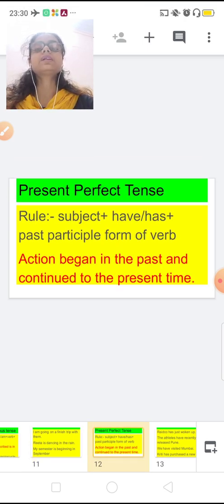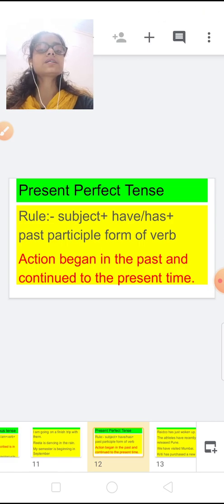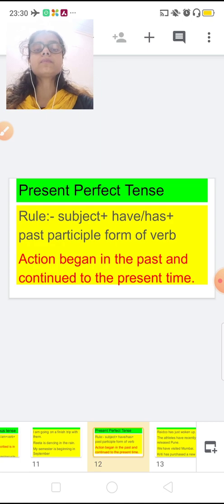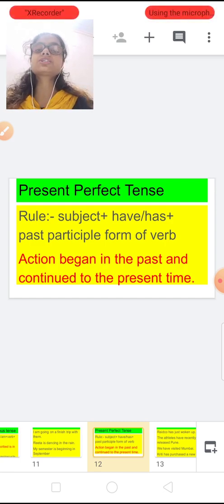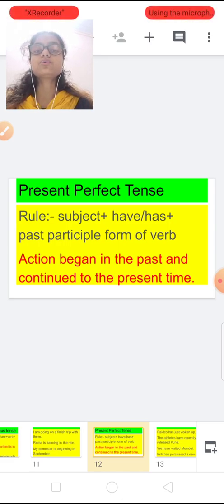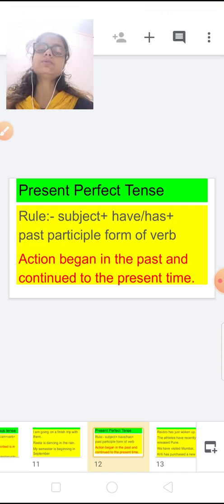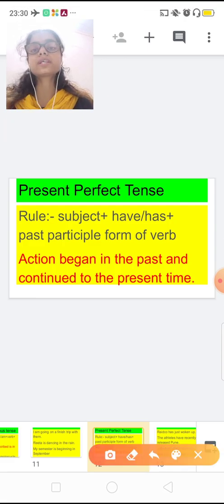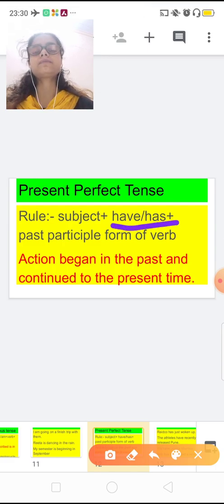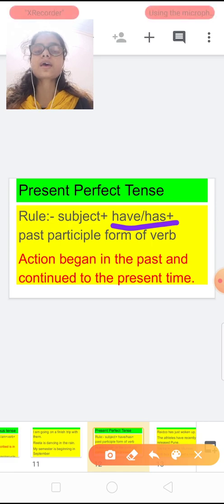Now our last from this content line is present perfect tense. Now in present continuous tense the action has happened in the present, it is still going on, progressive in nature. But in present perfect tense the action began in the past and continued to the present time. Rule: subject. Now subject everybody knows. Here we are not using is or am. Here we are using has and have. What are we using? Has and have.